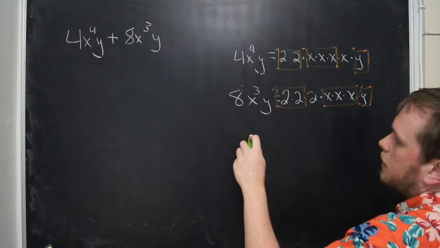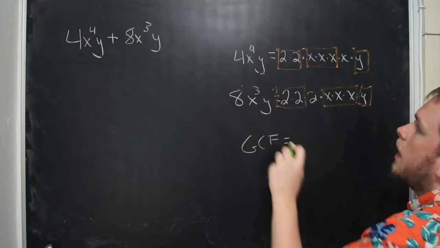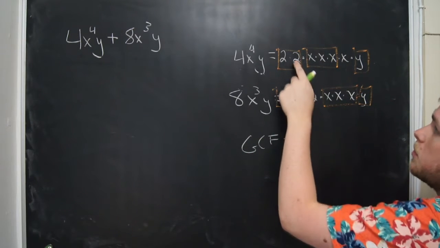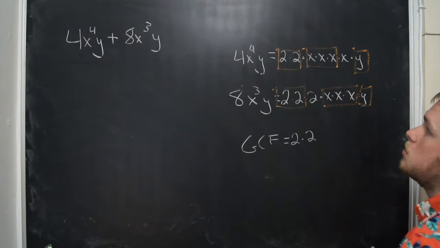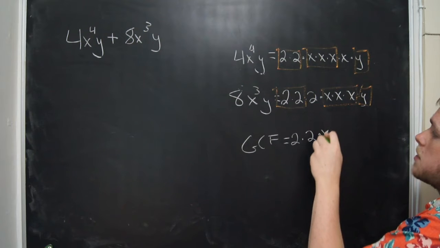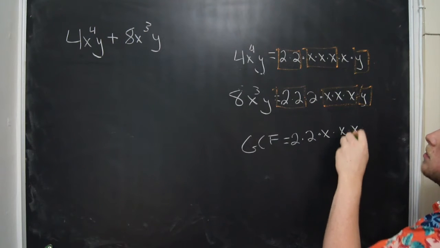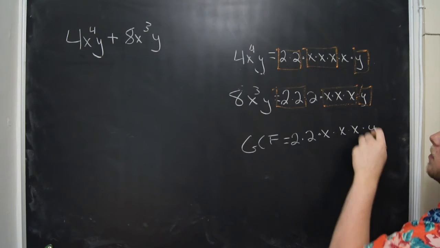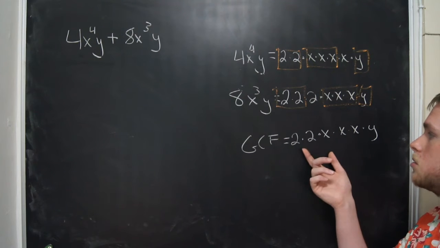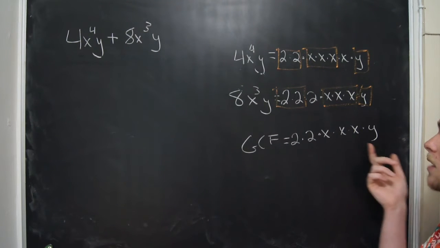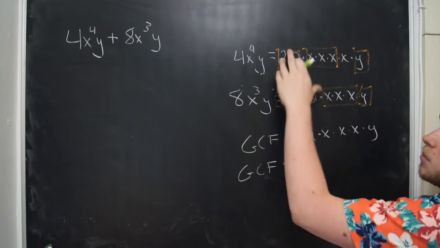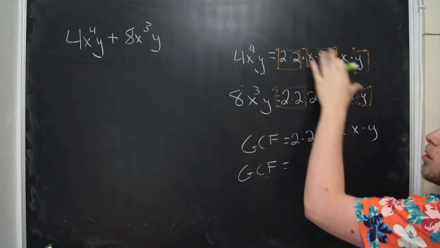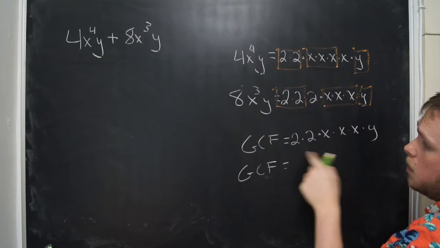So now I can say my GCF is everything I just boxed in. So my GCF is 2 times 2, because I took 2 2's out of each. I took 3 x's, and I took 1 y. So my GCF is 2 times 2 times x times x times x times y. But I can simplify that. Since I found my GCF, I'm no longer concerned with this form. I don't need to keep it in that form. So I'm just going to simplify it.